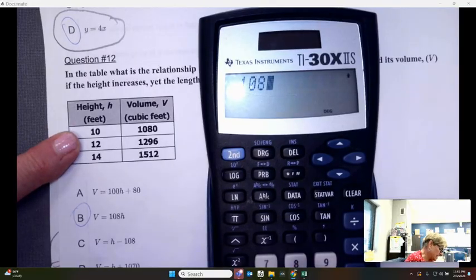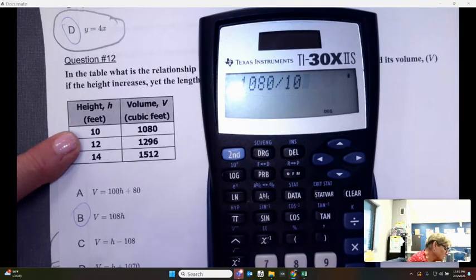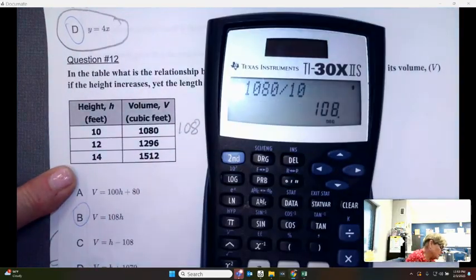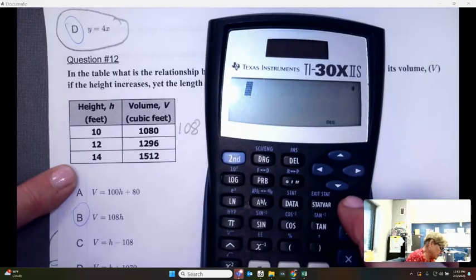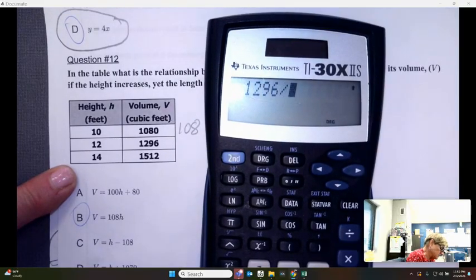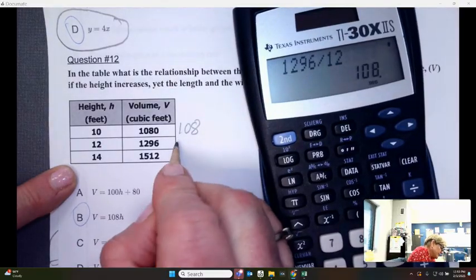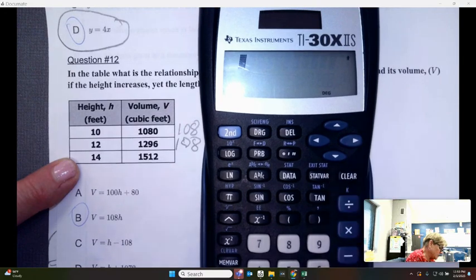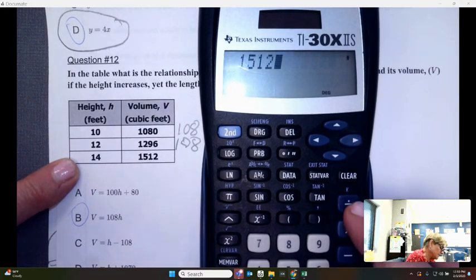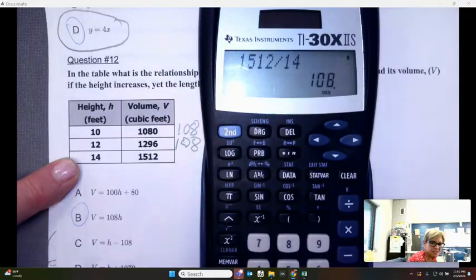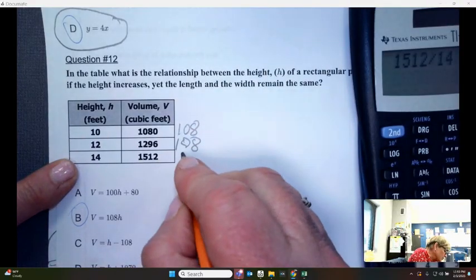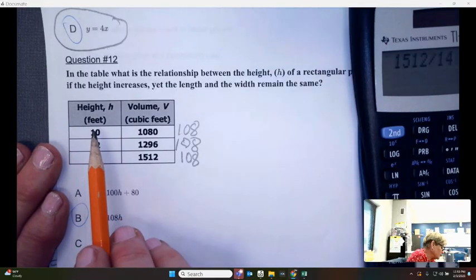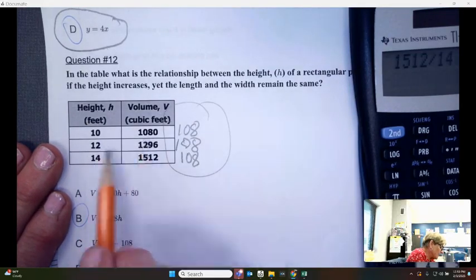If I have 1080 divided by 10, of course that's going to be 108. If I have 1296 divided by 12, that's going to be 108. Okay, so I see a connection here. Let's see if it's the same for 1512 divided by 14. Okay, it is also 108. So the 108 is the thing that they have in common here.